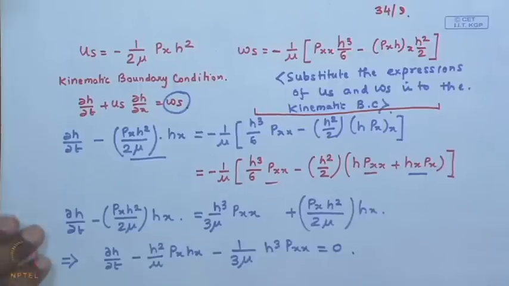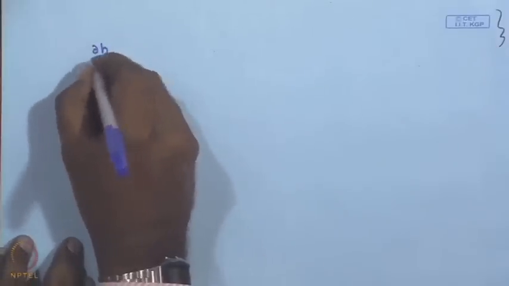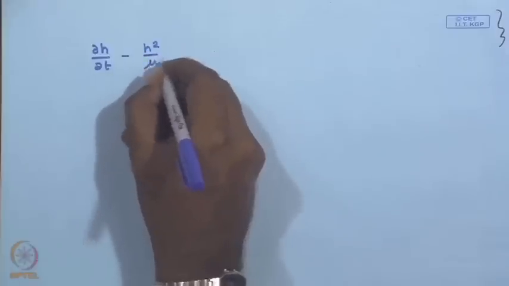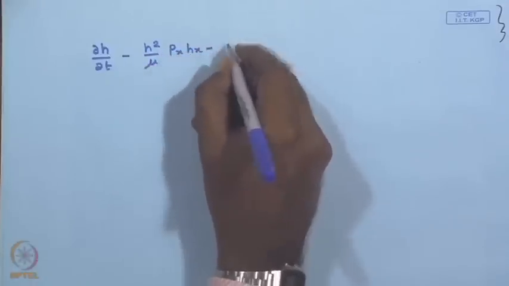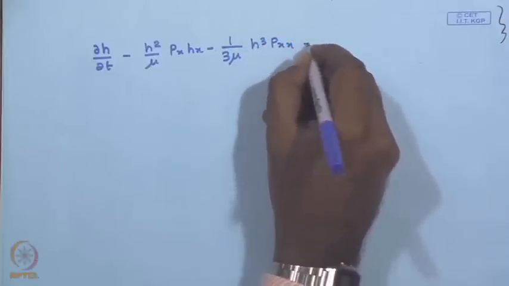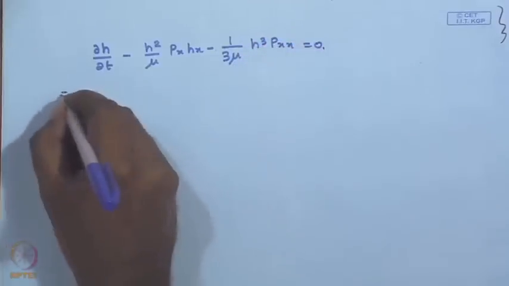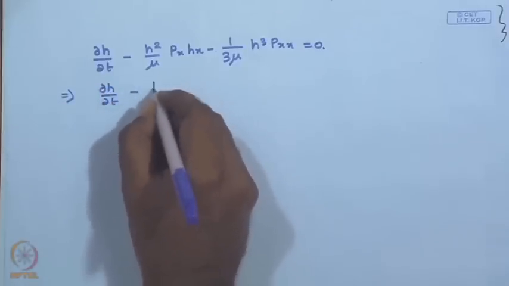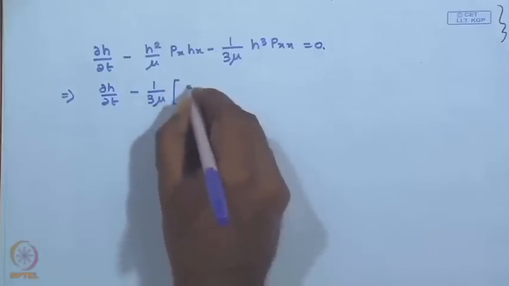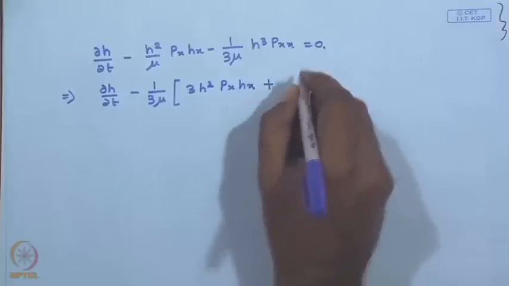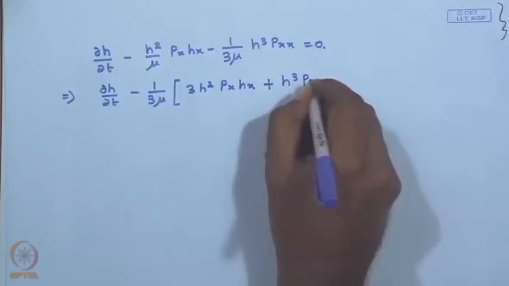I will just rewrite the expression to take it into a more compact form. We just write ∂H/∂t minus 1/3μ times (3H² Px Hx plus H³ Pxx) is equal to 0.